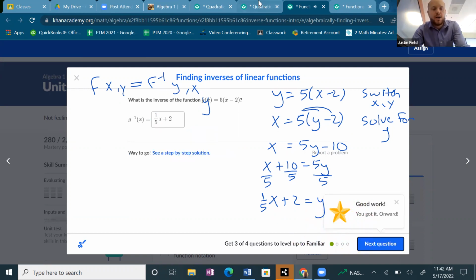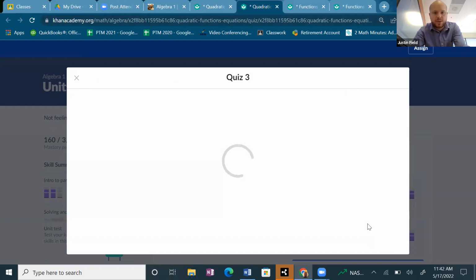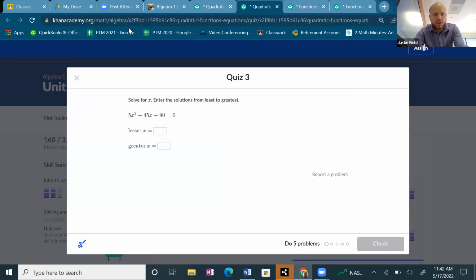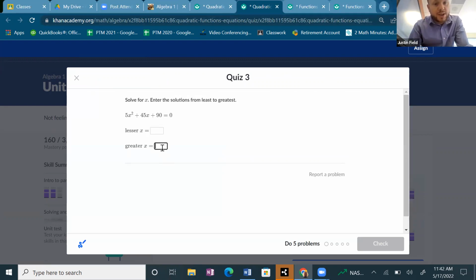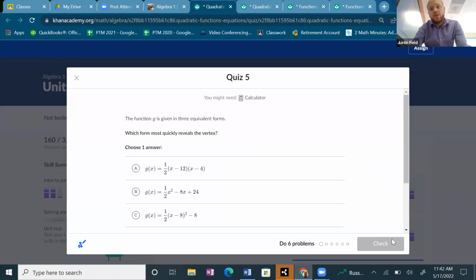Ta-da. All right, now quadratics, quiz 3. Let's see what kind of things we have. Okay, solve. So you are going to use the quadratic formula, or you can factor, right? All sorts of things like that. And this is graphing. Oh, okay. We just did this like a few weeks ago.